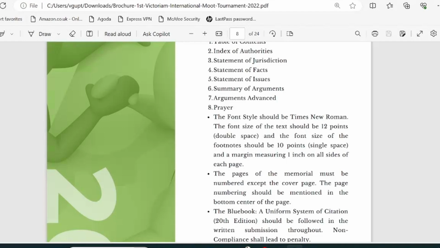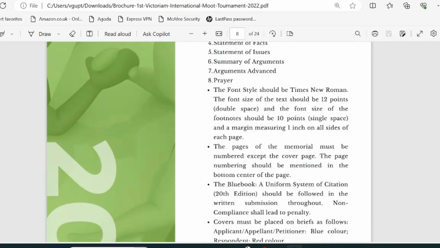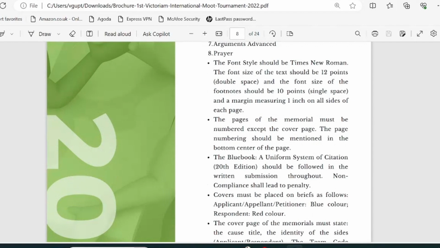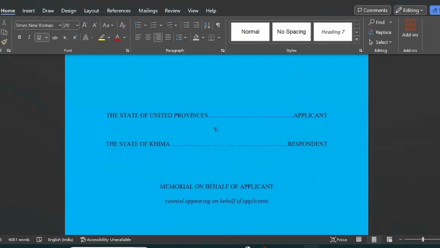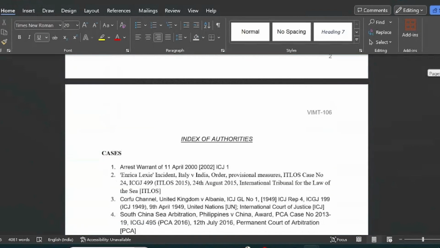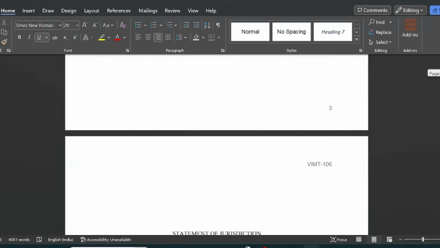Moving on, font size should be 12, footnoting should be size 10, single spacing, and 1 inch margin. These are the things that you'll have to make sure of while you are drafting your memorial on Word. The pages of the memorial must be numbered except the cover page. The page numbering should be mentioned at the bottom center of the page, just so you can see. All the page numbering has to be clearly done.